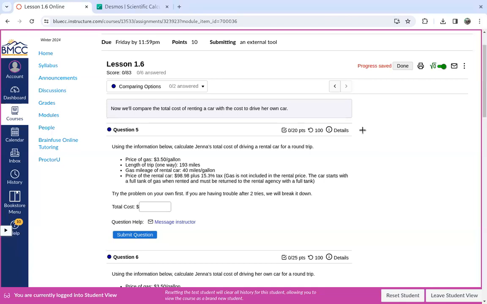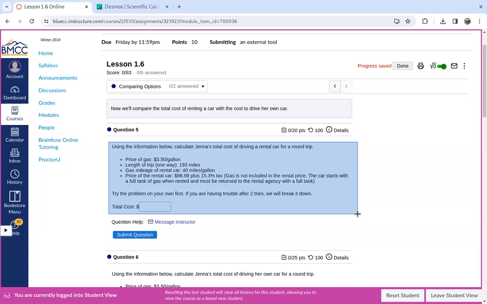I'm going to take a screenshot of it. Again, if you don't get it right the first time, or after 2 tries, then you'll get to do this in steps.